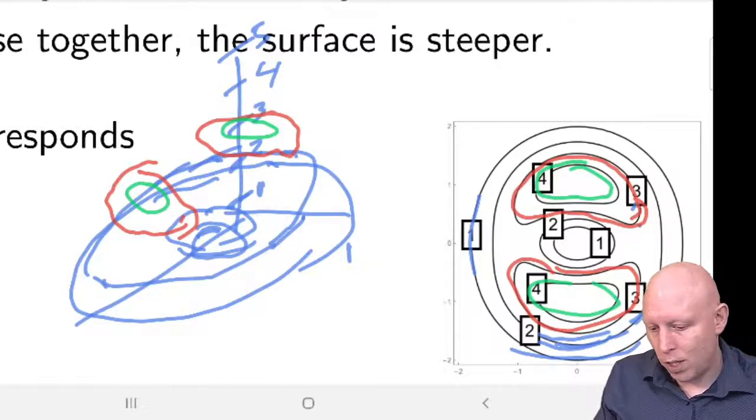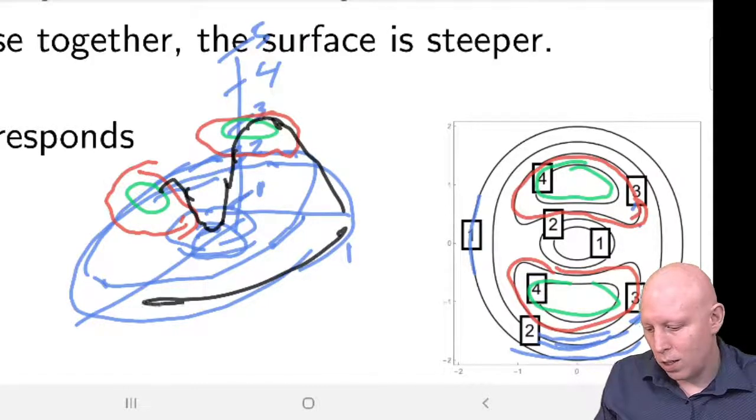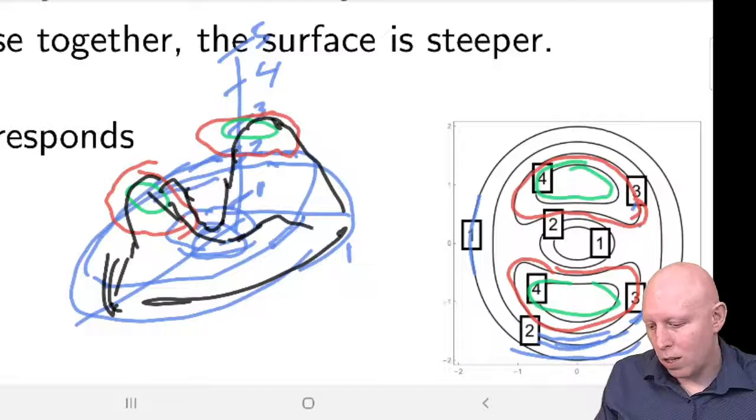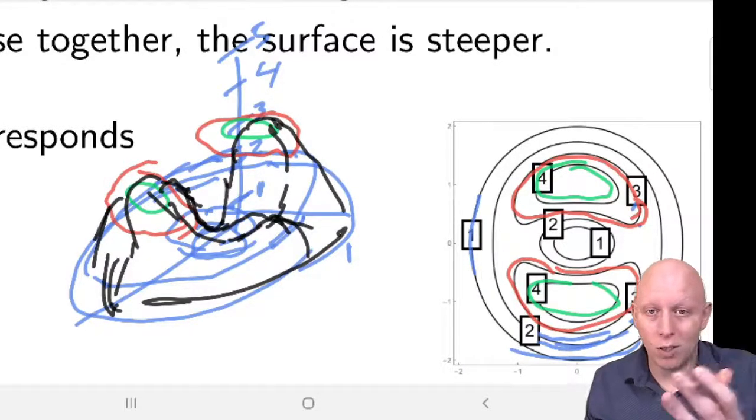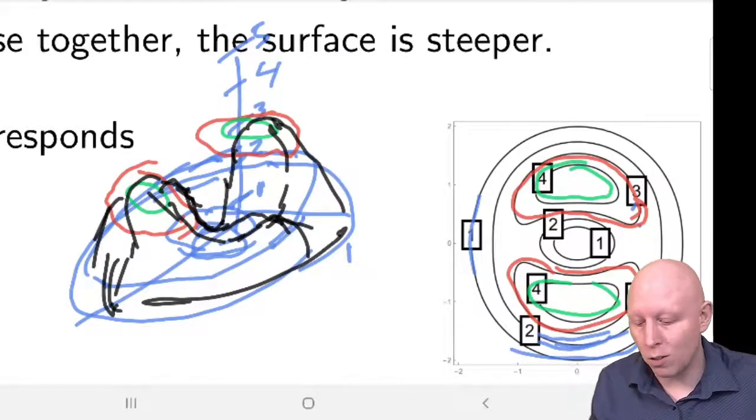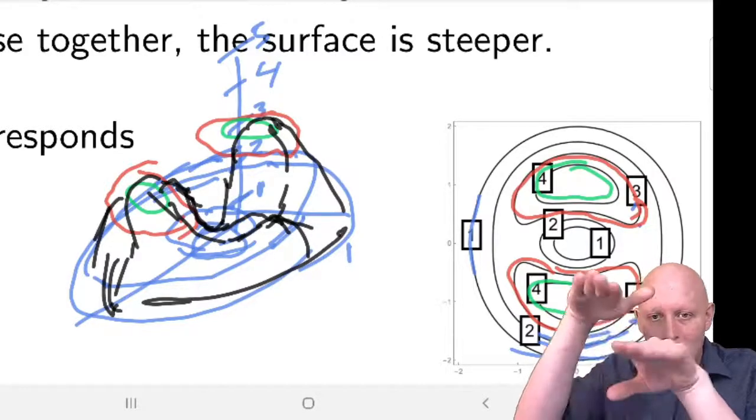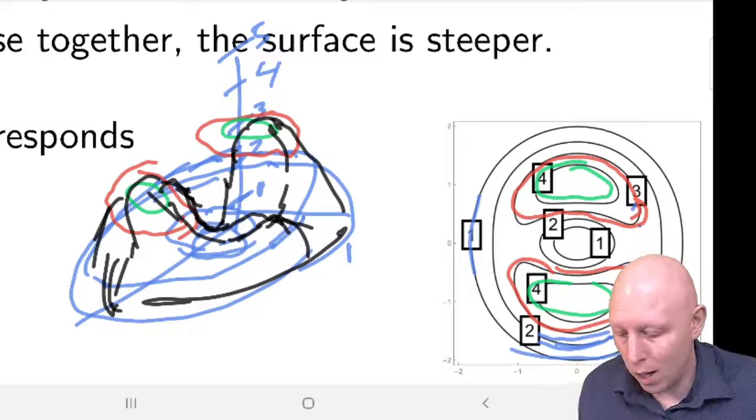So if we connect these all together, what we see basically is a double mountain range. We go up and down into the valley there and around, and we have this three-dimensional shape. The graph of this curve is made by combining these levels level by level.